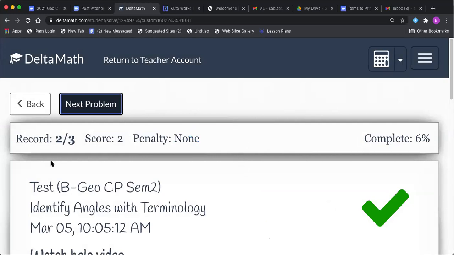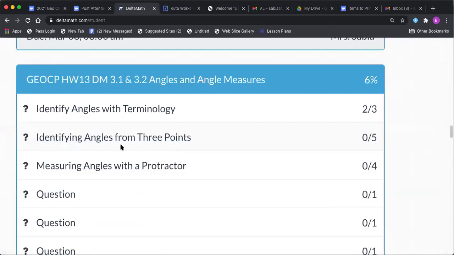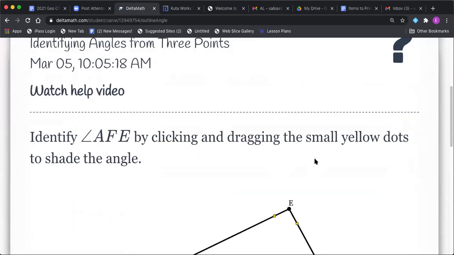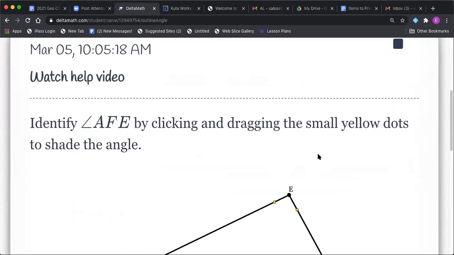So that's that first section. Then what's up next? Identifying angles from 3 points. Okay, now this is different. You ready? Here's what you have to do for these. I think this is super fun. You want to identify angle AFE by clicking and dragging the small yellow dots to shade the angle.